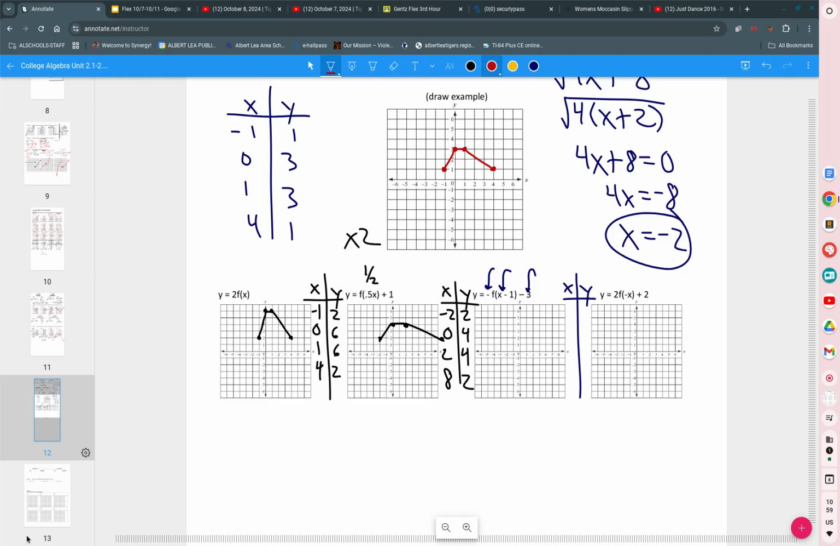So as I add 1 to the x's, I get a 0, I get a 1, I get a 2, and I get a 5. Now, if I plug something in for x, I would subtract 1. The next thing I do is apply the negative. The negative is on the outside, so it's going to impact it vertically.